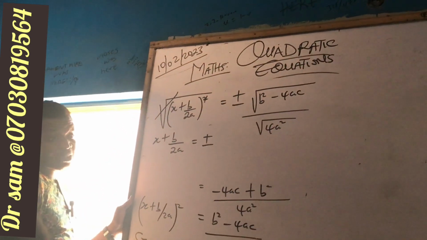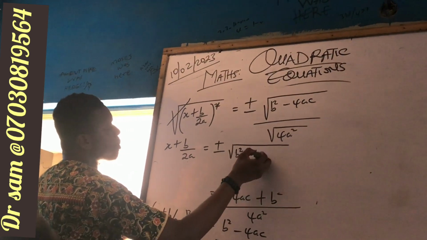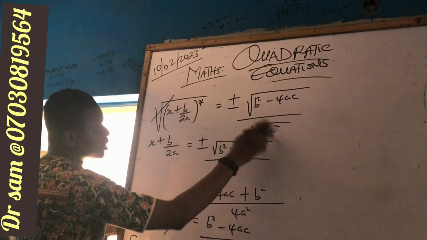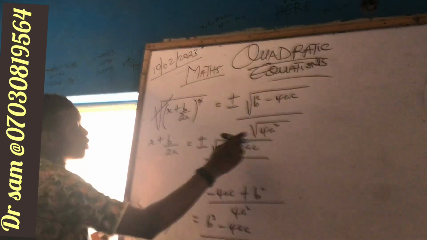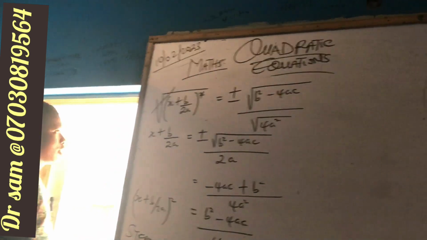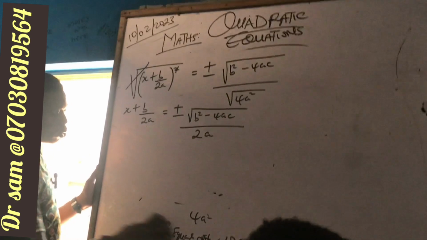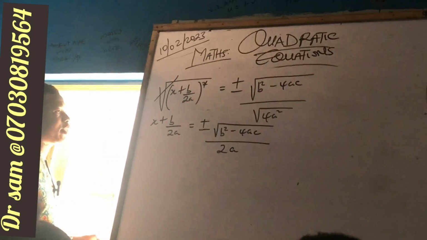The square root of this is not possible in any way, so we leave it as it is: b squared minus 4ac. But the denominator is possible. The square root of 4 is 2, and the square root of a squared is a. So it's just 5 steps to the application of the completing the square method.